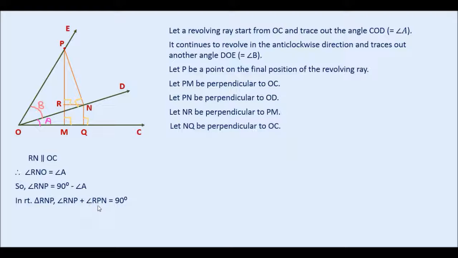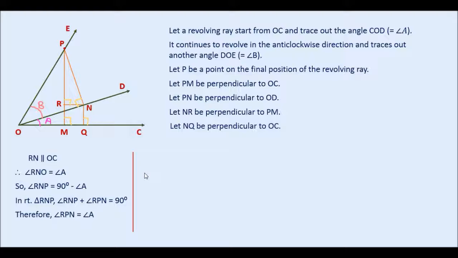Therefore, what will be the measurement of angle RPN? Obviously, it will be 90 degrees minus this angle RNP. So it is 90 degrees minus this whole thing, 90 degrees minus A, which gives us the measurement of angle RPN to be equal to angle A. Okay, so this angle is equal to angle A.